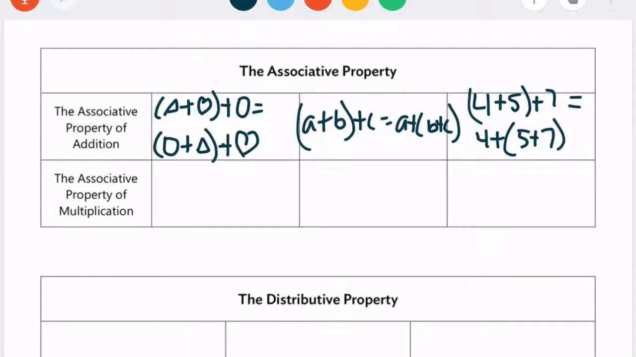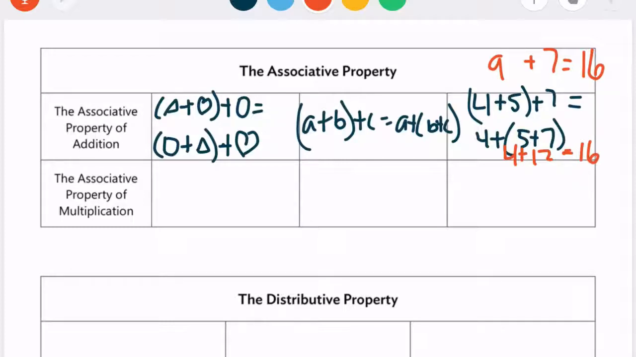So the top example, we're going to have 9 plus 7, remember GEMDAS. Got to do what's inside the parentheses first. On the bottom, 5 plus 7 is 12, and then 4 plus 12 is also 16. So the associative property is just taking the same numbers. It's going to be the same numbers, in the different problems, but we're shifting around the parentheses and shifting around what's inside of it.